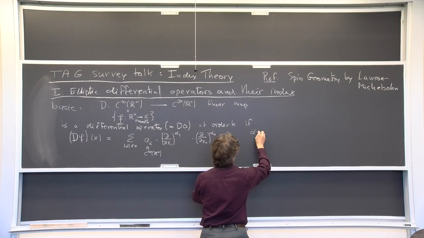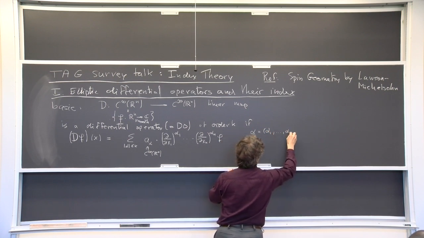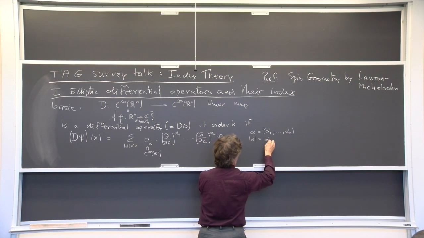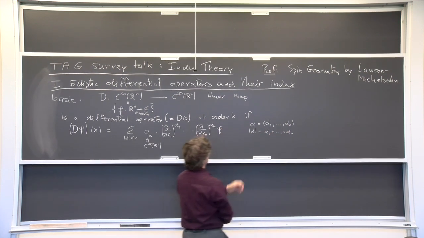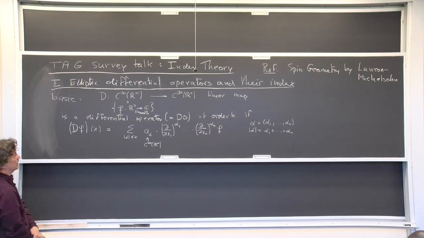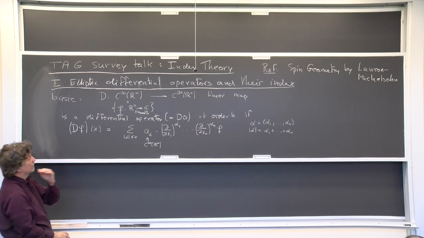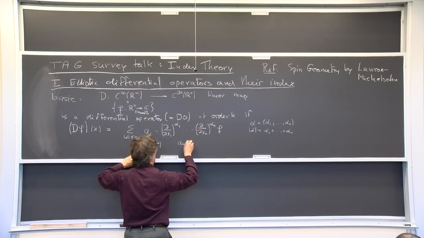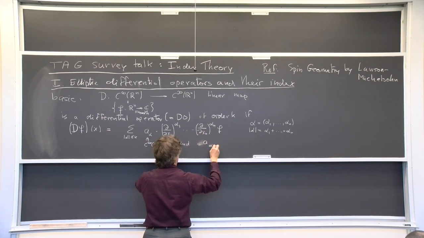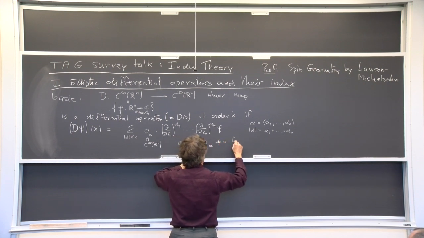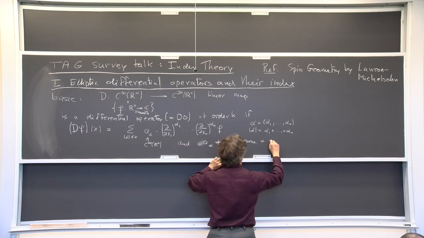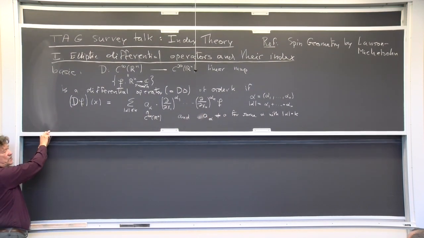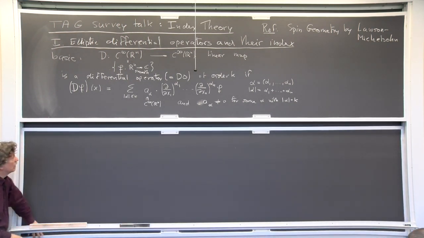Here alpha is a multi-index, alpha 1 up through alpha n, where these are natural numbers, and its size is the sum of these things. Okay, so that's the form that the differential operator takes. To say it's a differential operator of order k, I also want to say that the kth order terms are not all 0, that is, the coefficient is not identically 0 for some alpha of degree k. Okay, so that's the most basic situation of a differential operator on R^n.